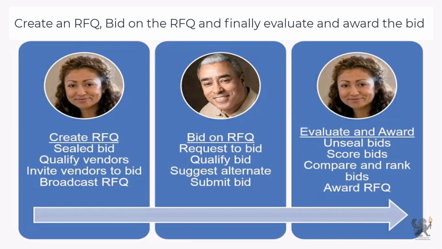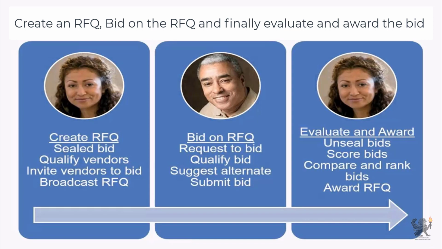And she's also going to allow alternates, or allow vendors to offer their own substitute or alternate items or services on these bids. We're also going to require vendors to qualify themselves on the RFQ when they bid. We're going to invite specific vendors to bid, and we are also going to broadcast or publish the RFQ to the vendor portal.